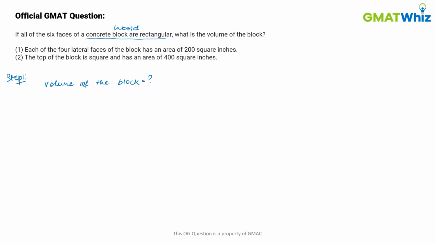Since there's not much information given in the question, we move on to step 2 and analyze statement 1. According to statement 1, each of the lateral faces of the block has an area of 200 square inches. So the lateral area is equal to 200 times 4. Now, what do you understand by the term lateral area?